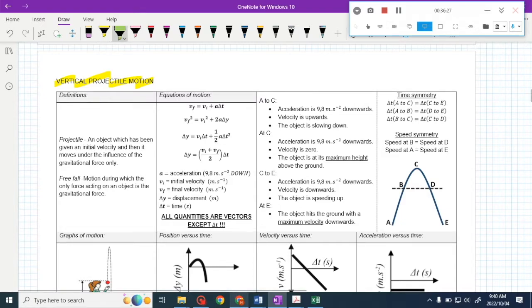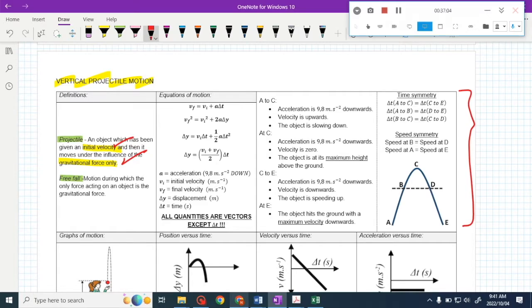First mistake a lot of you made, projectile versus free fall. When you define free fall, we say it's an object that only has the gravitational force on it. A projectile is being projected into the air, so it begins with an initial velocity and then only has the gravitational force on it. You get 1 mark for this part, 1 mark for that part. So you didn't lose all your marks, but you got 1 of the 2 marks if you did not mention initial velocity.